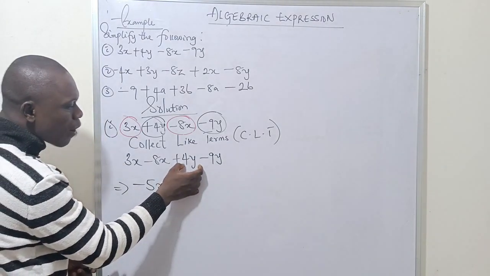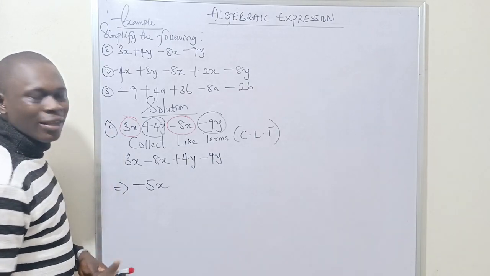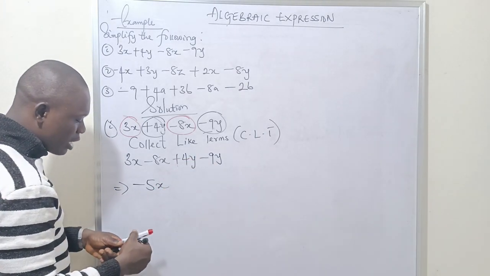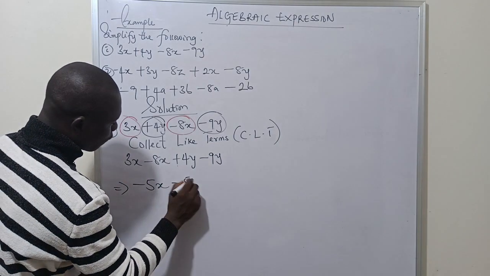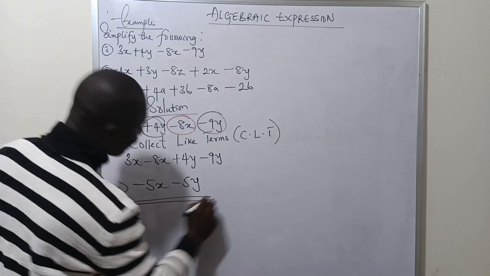Now the same thing here, our 4 minus 9y. Our plus 4 minus 9y here will give us, that will be minus, here is going to be what? That will be minus 5y. So this here is going to be our final answer.